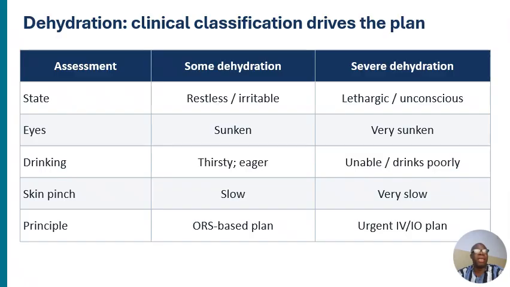Some dehydration is generally managed with an oral rehydration solution based plan. Okay, so continue breastfeeding and feeding. Replacement of ongoing losses and reassessment. Severe dehydration, on the other hand, requires urgent intravenous fluid rehydration using the current pediatric or WHO plan with frequent review. Okay, this classification is not mechanical. Shock, severe malnutrition, heart disease, and severe malaria alter fluid decisions, and this you must pay attention to anytime you encounter a child with dehydration.